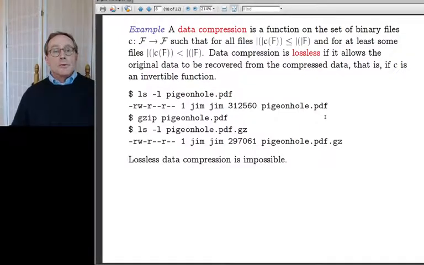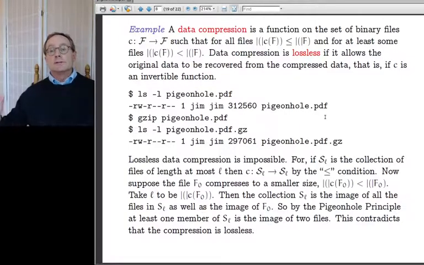But I want to prove that what we just did, in some sense, is impossible. Lossless data compression is impossible. You cannot shrink all files. You cannot shrink some files and leave other files the same size. Lossless data compression is impossible. All right, so obviously it's a pigeonhole principle. You let S of L be the collection of all files of length at most L.